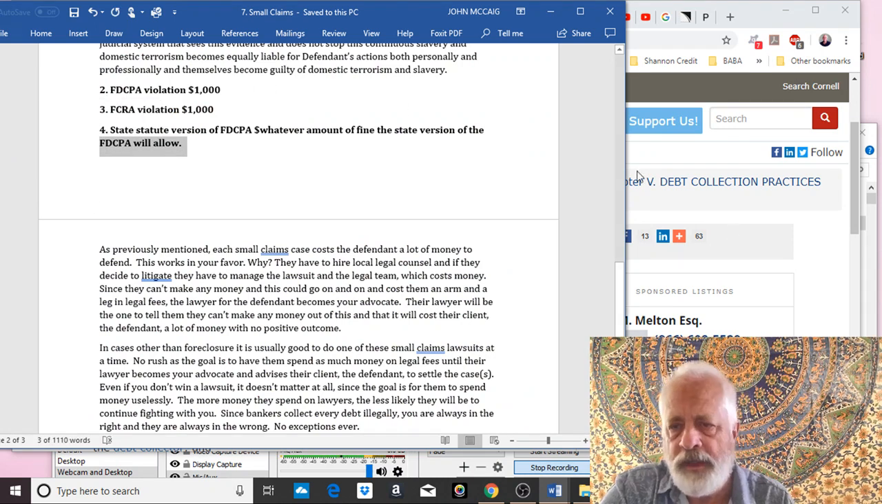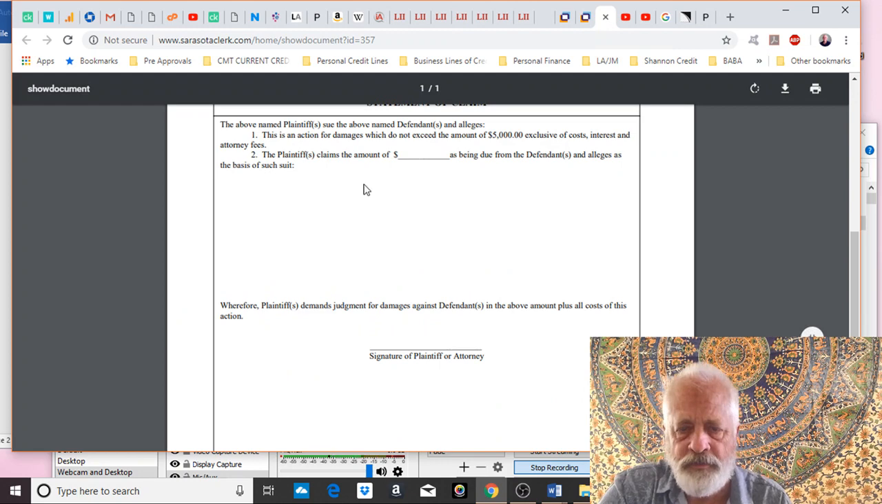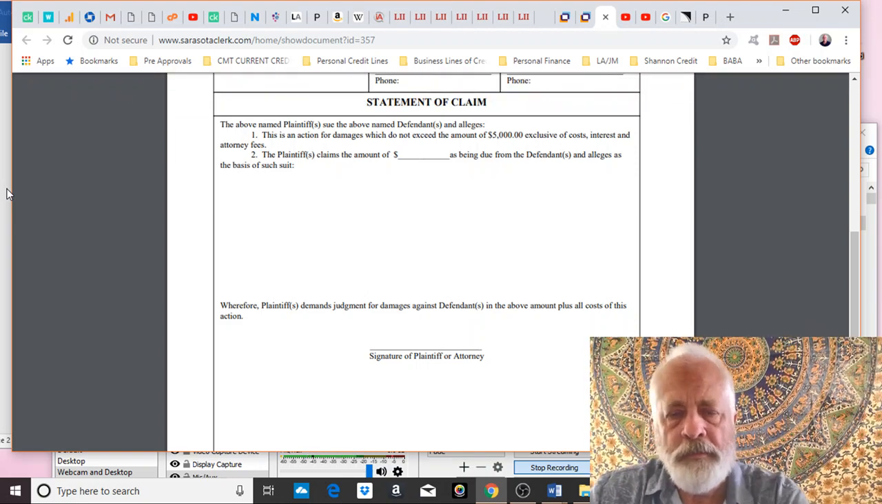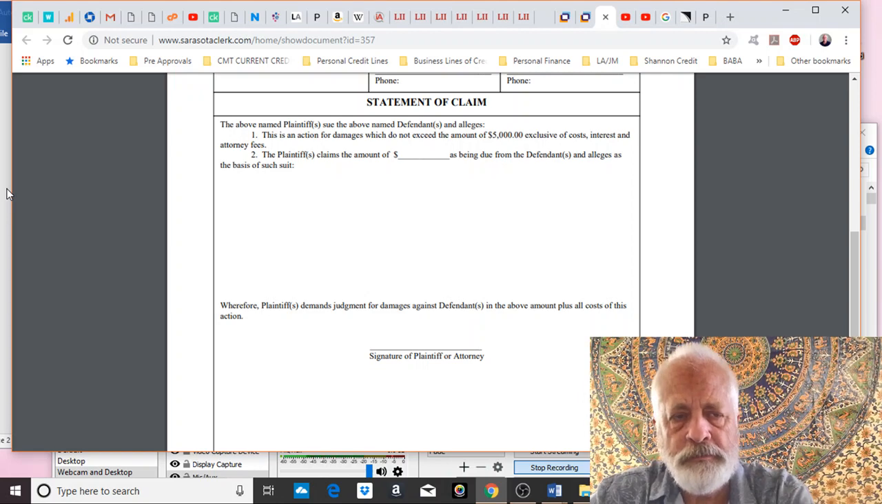So the next case that you're going to do is FDCPA. Oh, you write in that little box, right? Right here. The little box here is just going to say FDCPA violation, $1,000. You could put, for these words, for Equifax, and then a date.